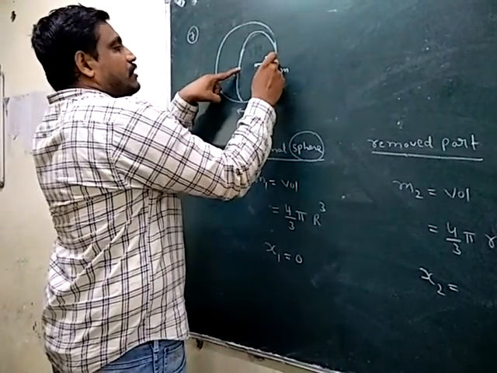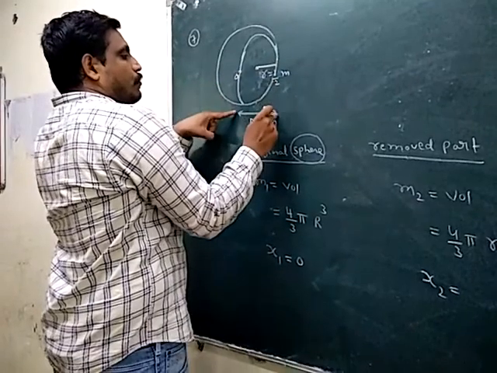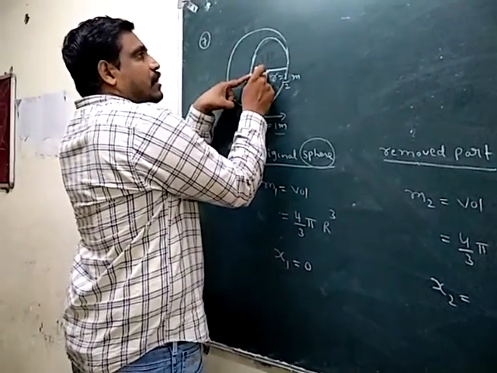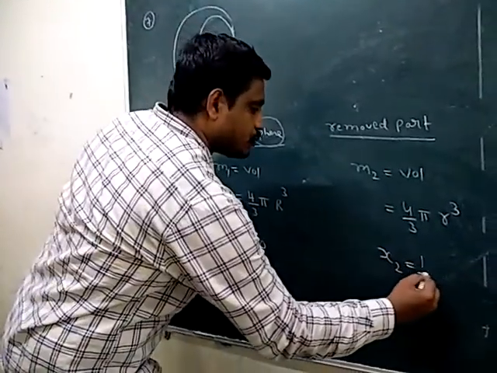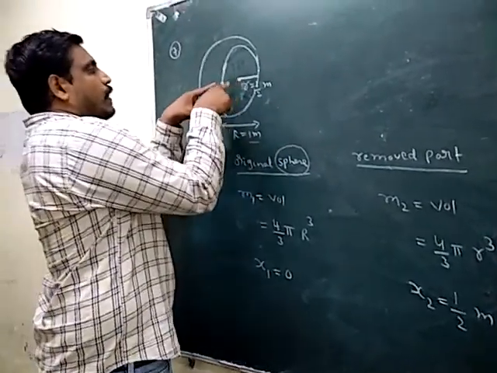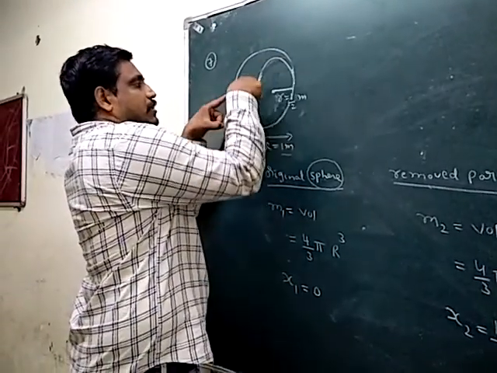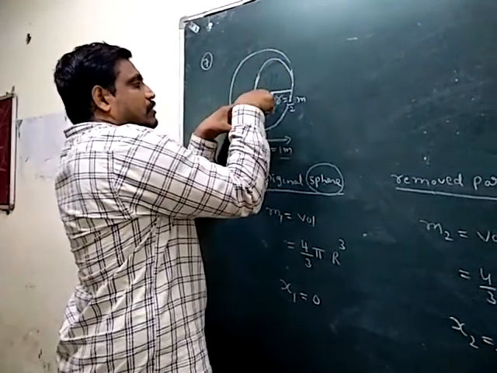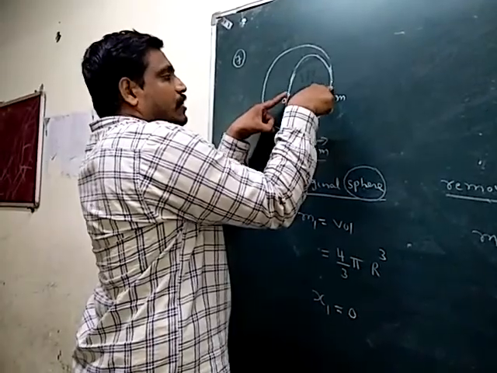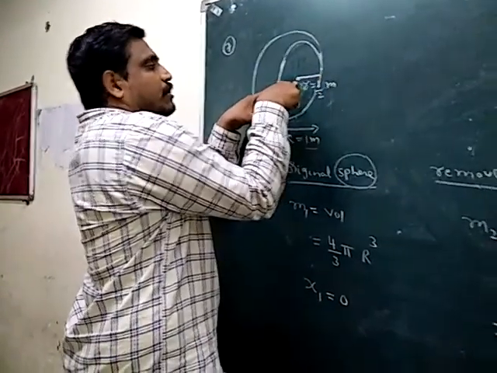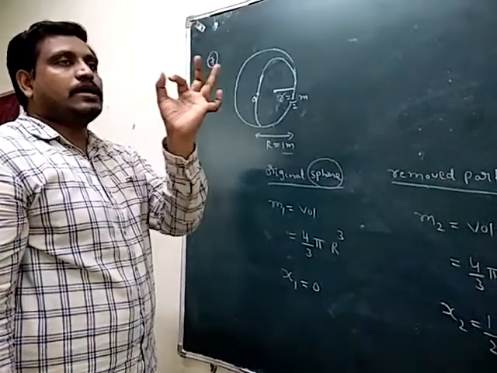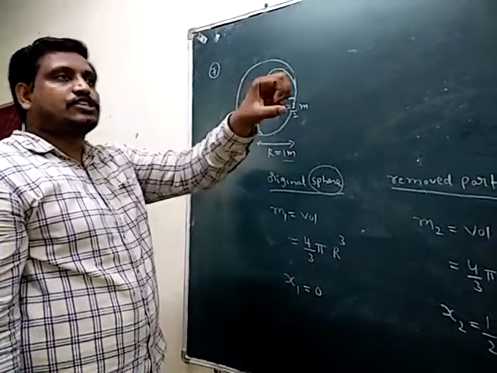Origin to second body center. Here to here length is 1 meter. Okay, 1 meter. Here to here length is 1 by 2. Remaining length is 1 by 2 meter. You understand? Once again I repeat. Origin to second body center, that means removed body center. Here this distance is equal to 1 by 2, because here to here is 1, here to here is 1 by 2, remaining is 1 by 2. Here the question agenda is one part is removed.